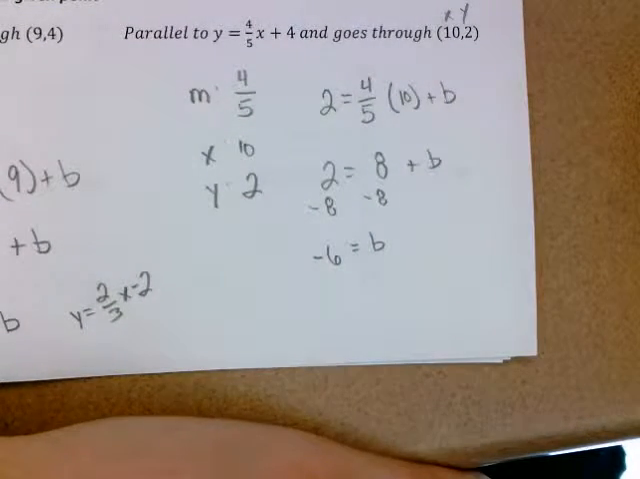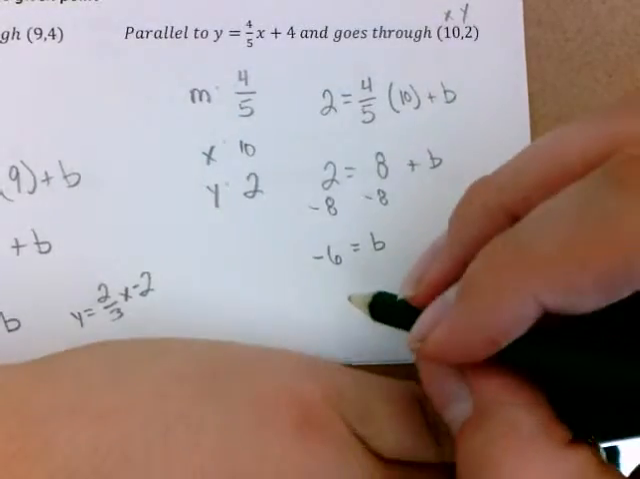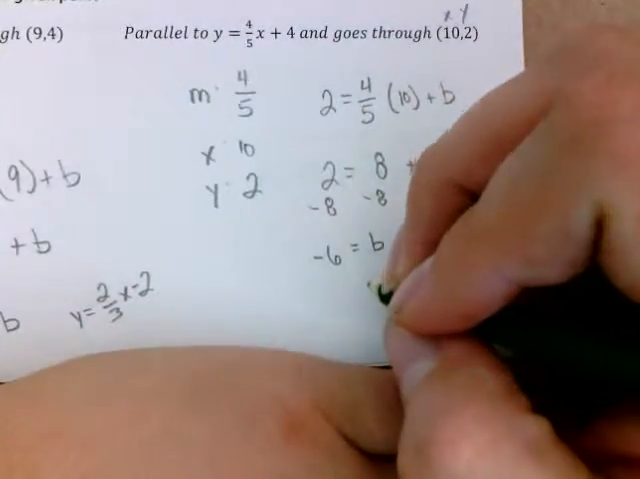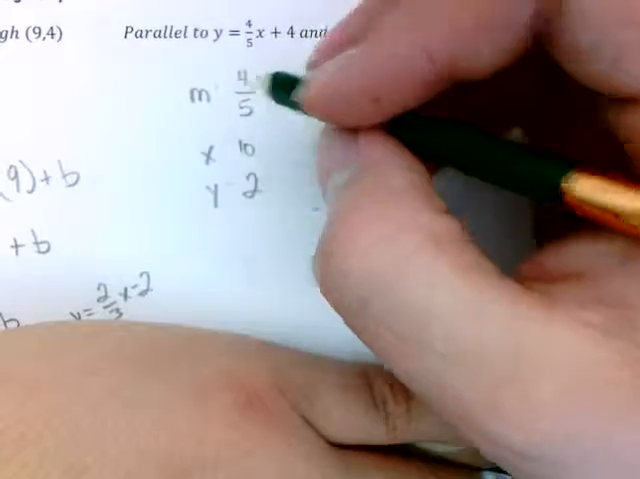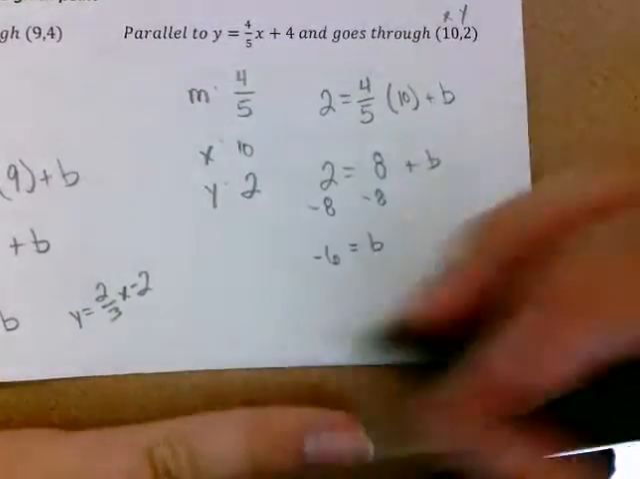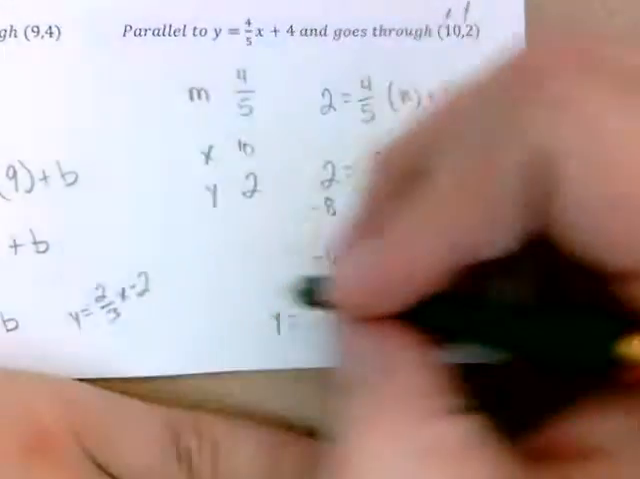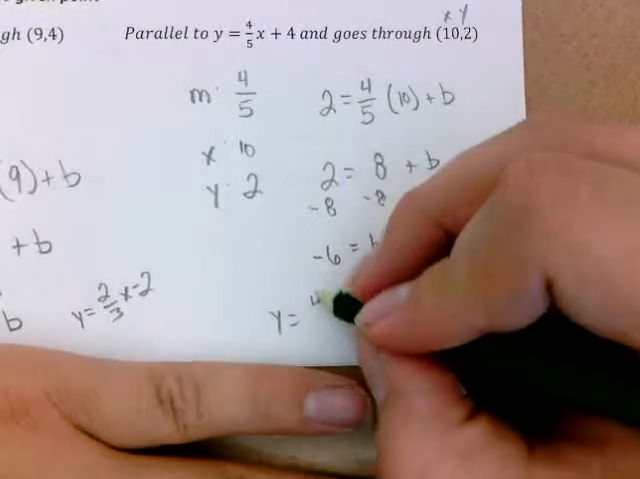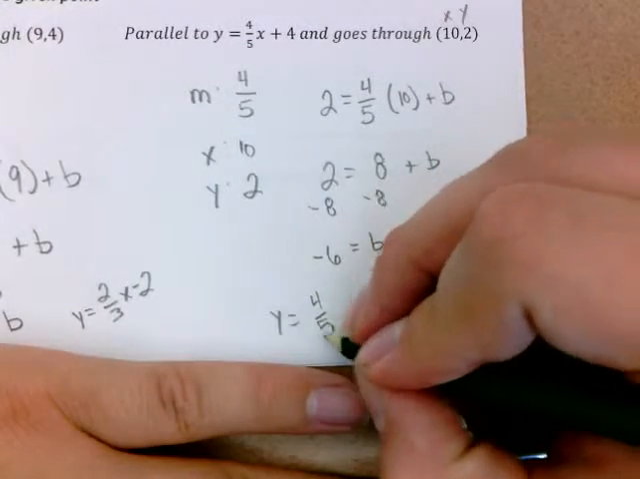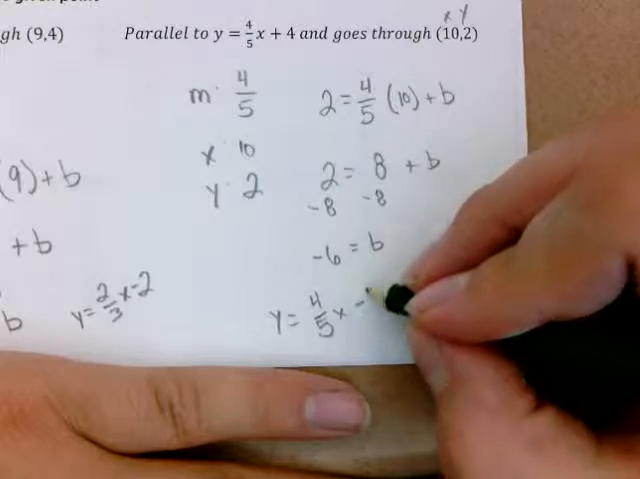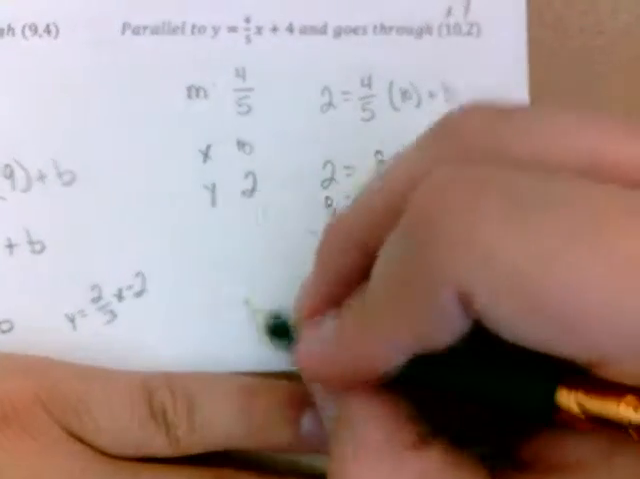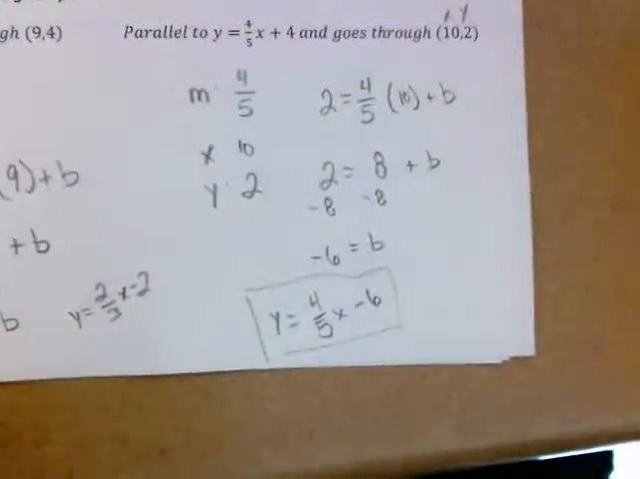So let's finish. B is negative 6, and our m is 4/5. So y equals 4/5 x minus 6. B and m are the only things we're replacing. That'd be the answer.